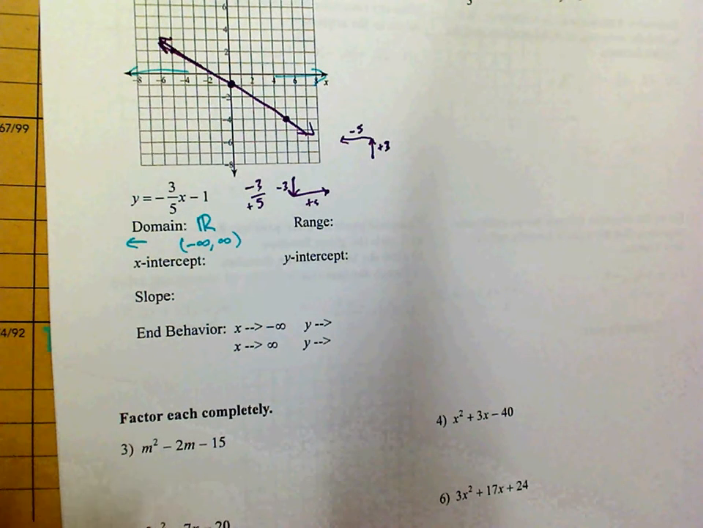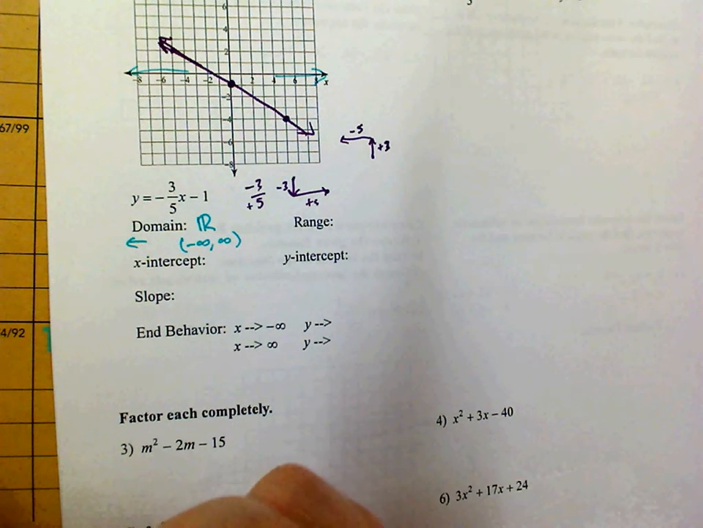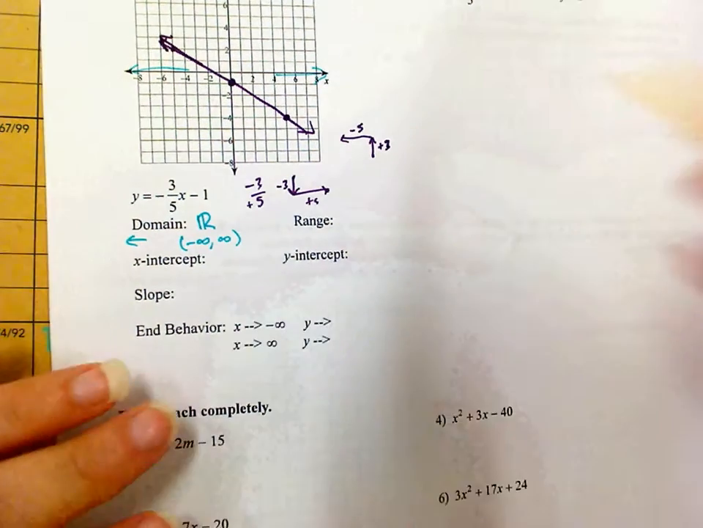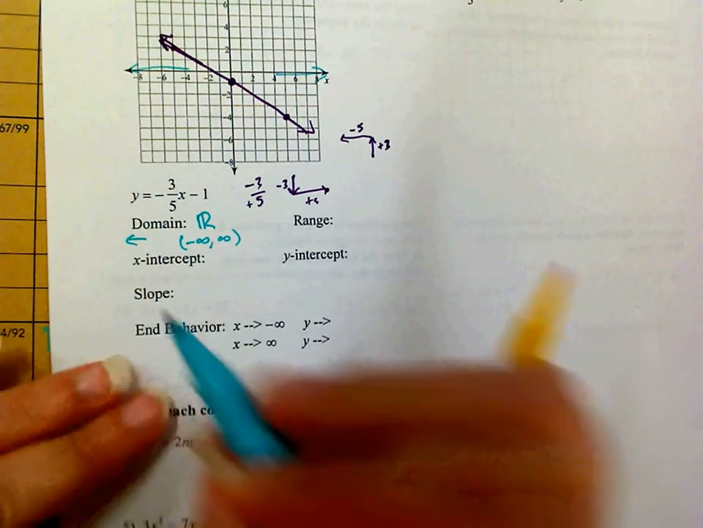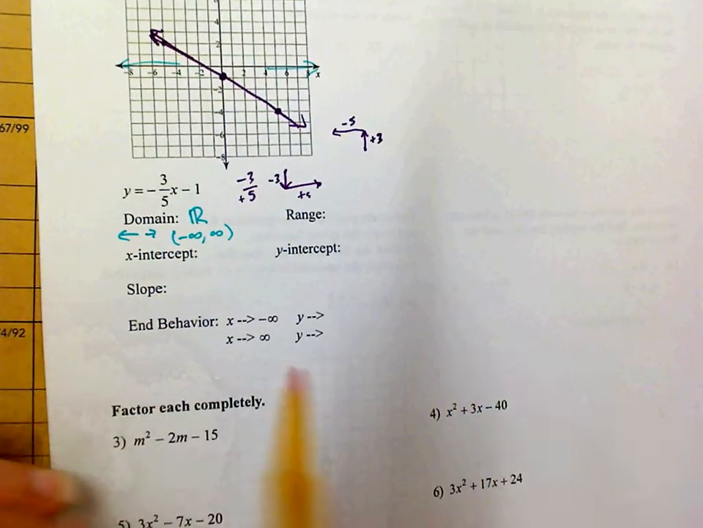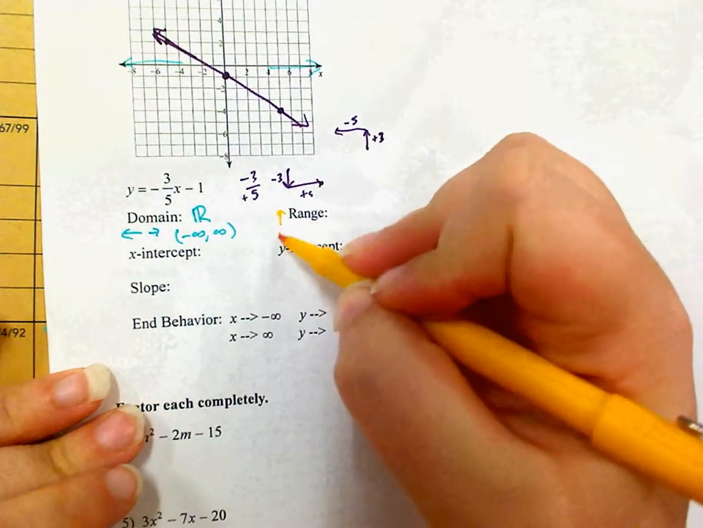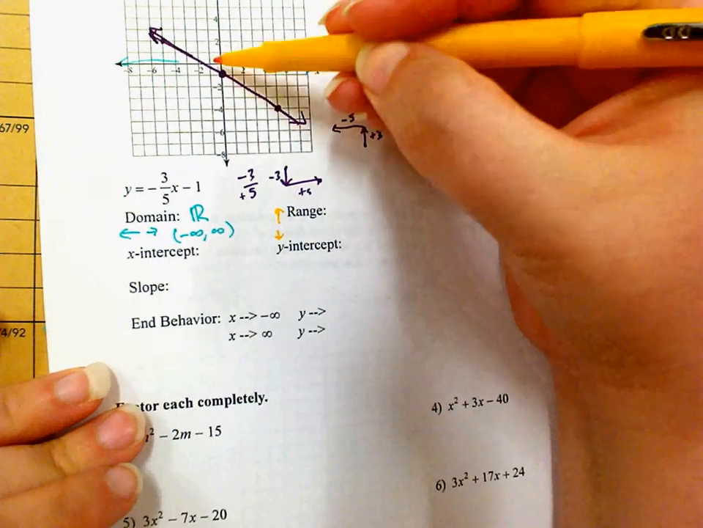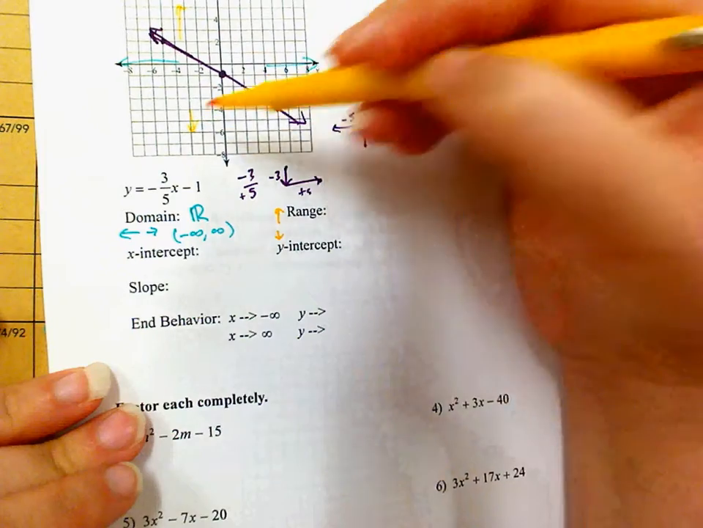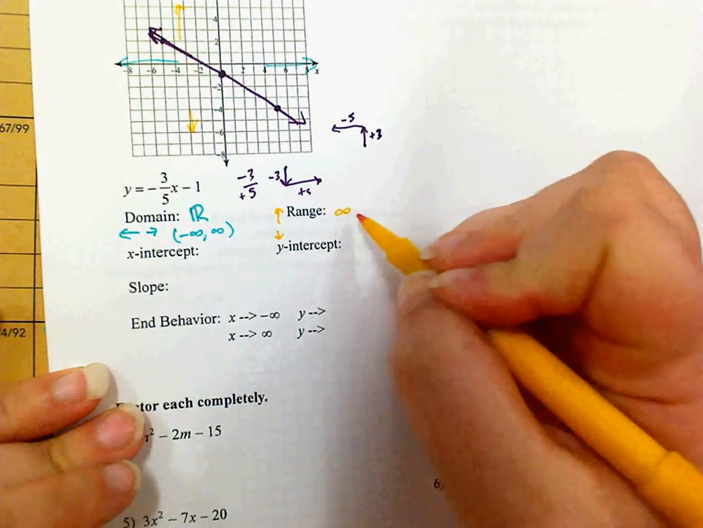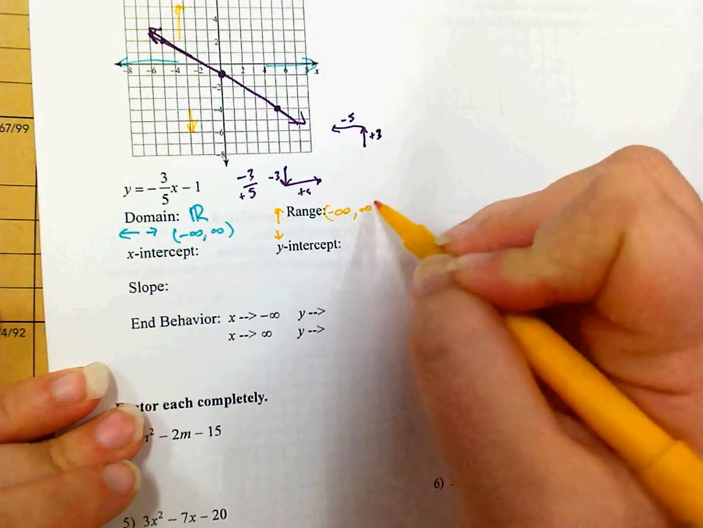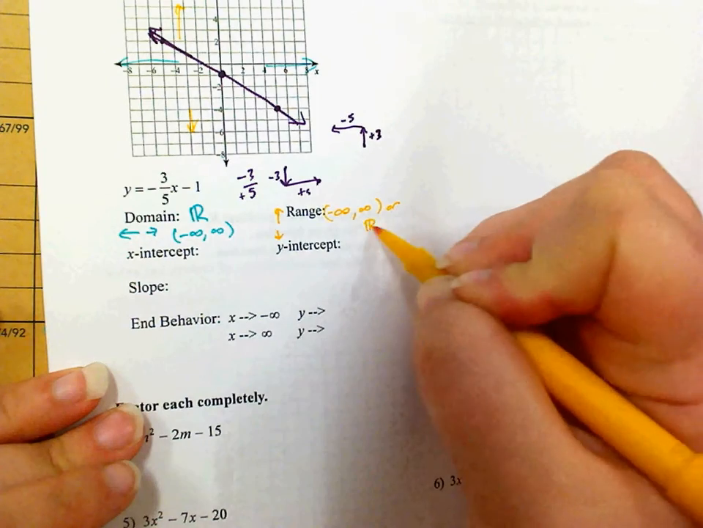Now, if domain is left and right, then range is what? Up and down. So domain is left and right. Range is up and down. So does it go all the way up and all the way down? So negative infinity to positive infinity or all real numbers.